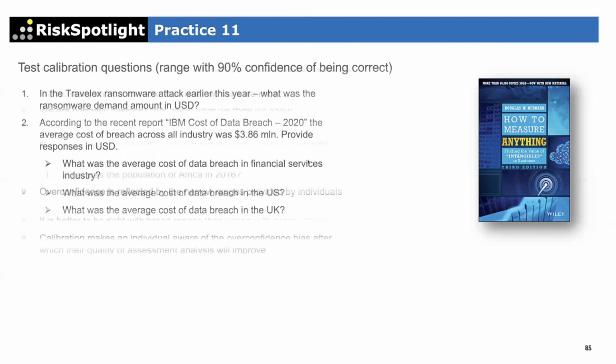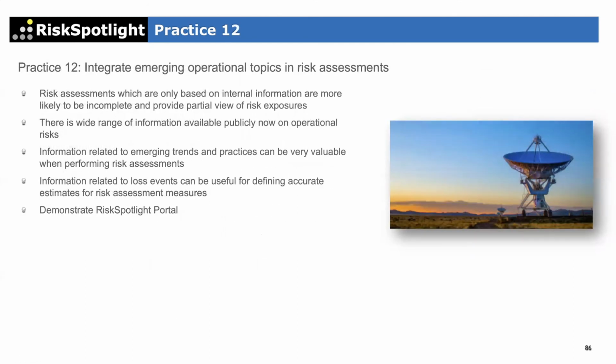I'll just jump straight to practice 12, which is the last practice, where you want to make sure that when you're doing your risk assessment, or when the first line is doing the risk assessment, it's not just based on internal information. So if I was doing a risk assessment of online banking fraud risk at Barclays, yes, I will look at how my controls are working. I will look at any incidents. I will look at my KRIs to do my assessment.